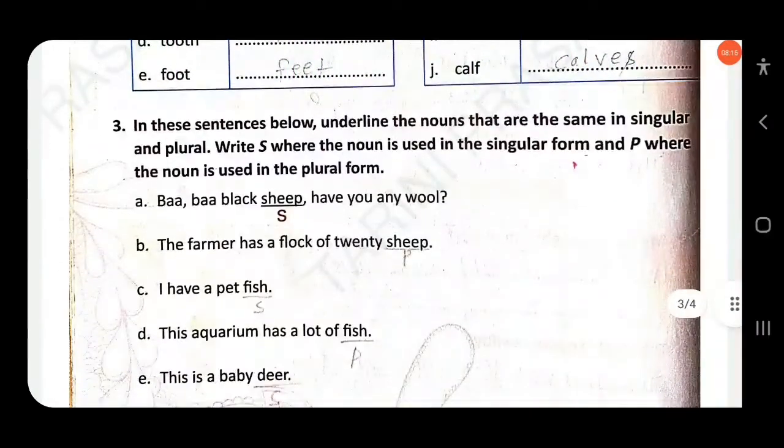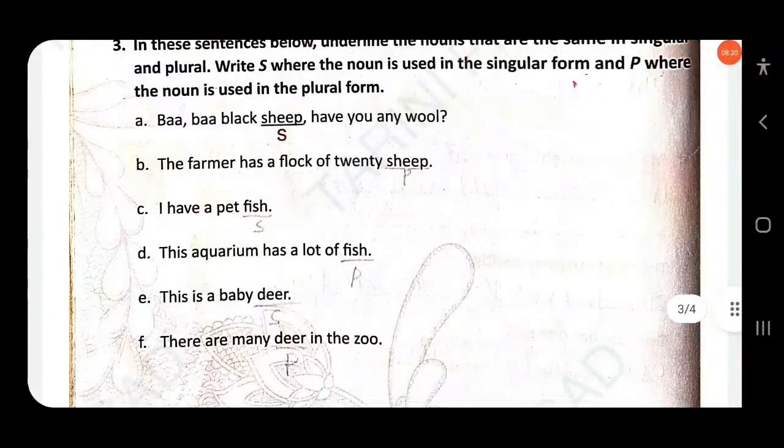Then next, in these sentences below, underline the nouns that are the same in singular and plural. Write S where the noun is used in the singular form and P where the noun is used in the plural form. Here: Baa, baa, black sheep, have you any wool? Here S means sheep is used. First you have to underline. Sheep, singular and plural have the same form, so here sheep is used for singular, not plural.